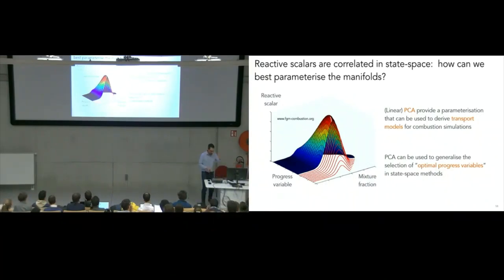Now, we have identified these principal components, and now we can actually wonder whether we can use these principal components to formulate models. Okay? Now, as I mentioned in the beginning, in these combustion systems you have hundreds of species, but of course you might imagine that there is some degree of correlation between them, right? I mean, at least you would hope, because otherwise it's a big problem. And so, indeed, we know that these reacting scalars are correlated in state space, and so what we want to explore is whether we can use PCA to find the best progress variable or reaction variables that describe the system in a low-dimensional manifold.